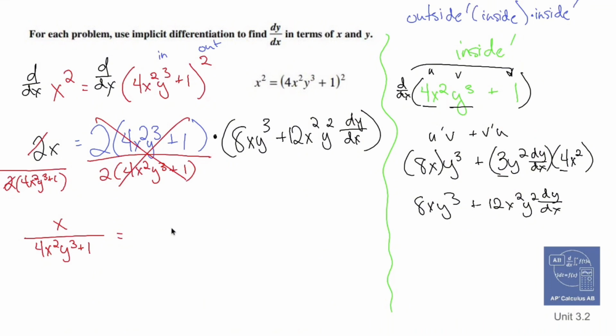That's going to equal just what's here in black, so 8xy to the third plus 12x squared y squared dy dx. Let's subtract this guy from both sides. So I'm running out of space here, so I'm going to do this. I'm just going to subtract, make it look like that.